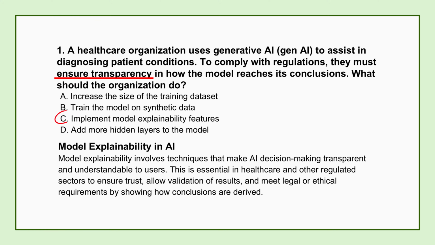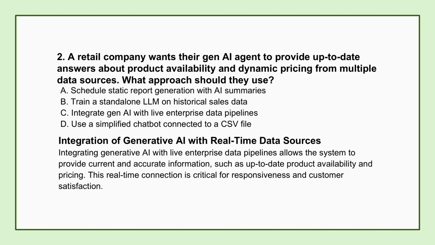Okay, got it. And building on that technical side, the source also seems to highlight real-time data, how crucial that is. Yes, definitely. There's another question, this time about retail. A company wants its AI agent to give customers current info. Like stock levels or prices that change, pulled from different internal systems. Exactly that. The challenge is keeping the AI's answers fresh, not stale. And I'm guessing the solution isn't just feeding it old reports. No, definitely not. The key, according to the source, is integration with live enterprise data pipelines.